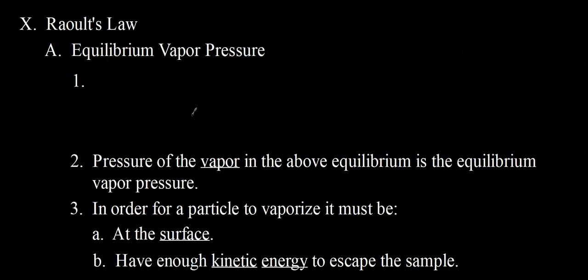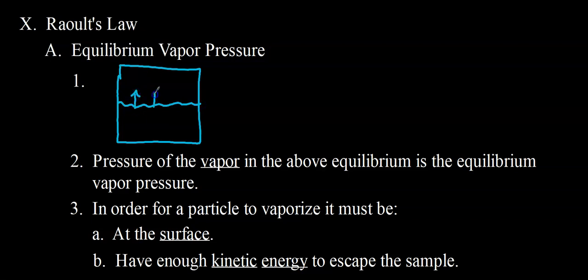All right, we'll start with Raoult's law. We'll draw a picture of an equilibrium system. Let's say you have a liquid in a closed container. That liquid is going to evaporate, producing particles in the gaseous phase. Those particles in the gaseous phase are going to rejoin the liquid, and so we have an equilibrium system. So I'll just write it as substance X. It is going to evaporate. The liquid will evaporate to produce a gas, and then that gas can recondense. So it says the pressure of the vapor in the above equilibrium is known as the equilibrium vapor pressure.